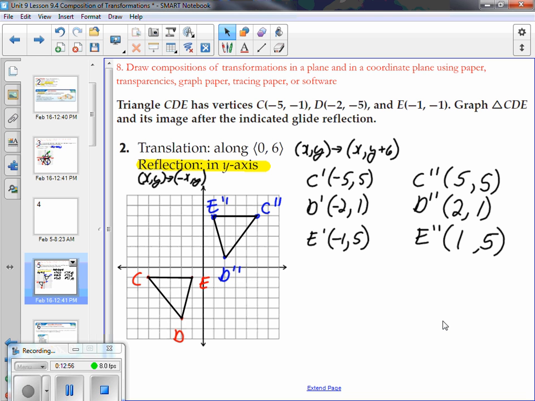All right. You think you can do a glide reflection? You think you can do it either way? You should be able to. Do I care which way you do it? Nope. All right.